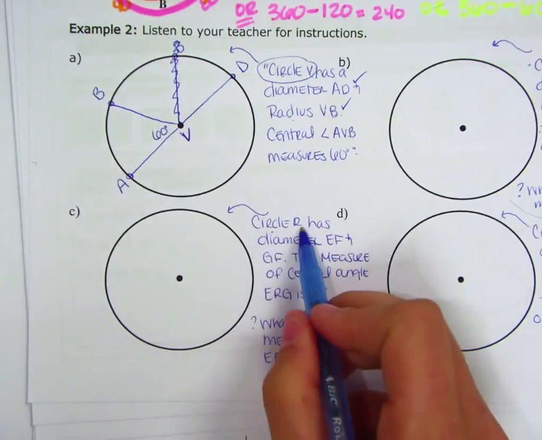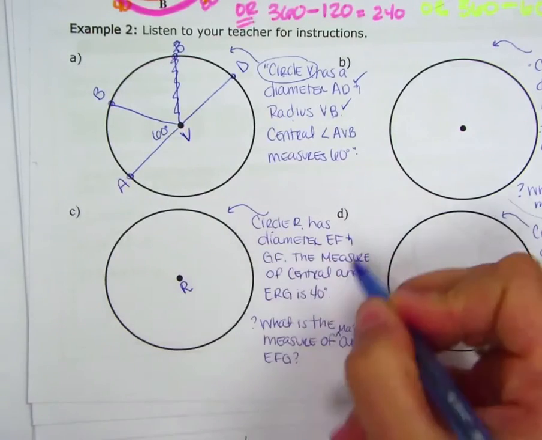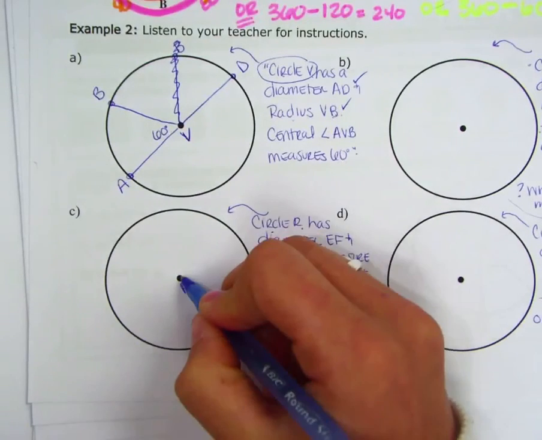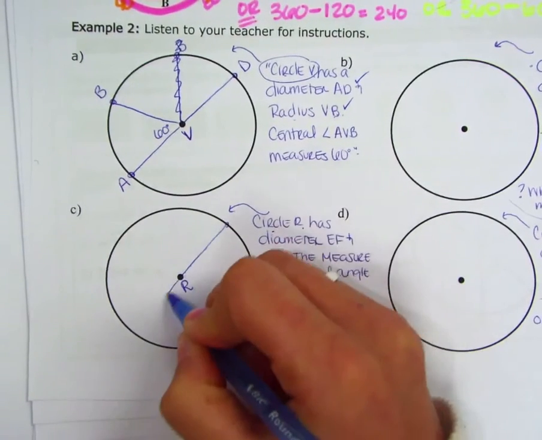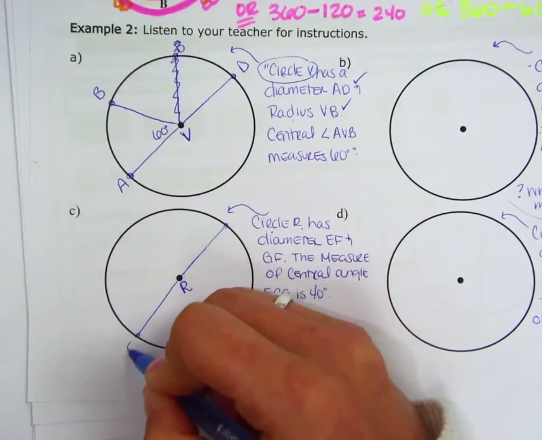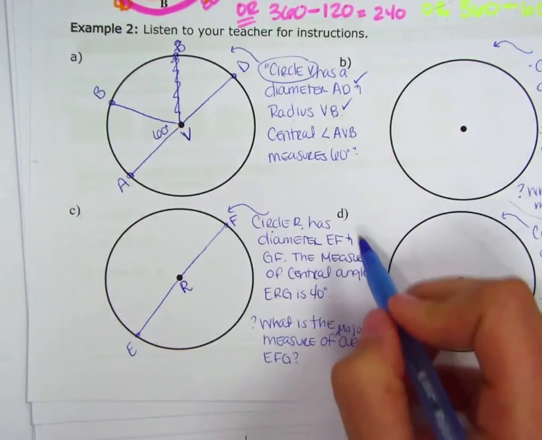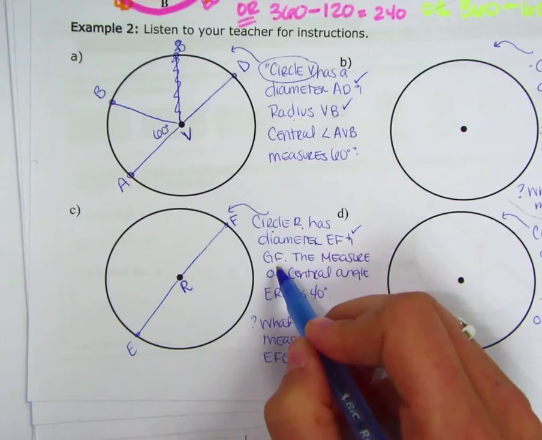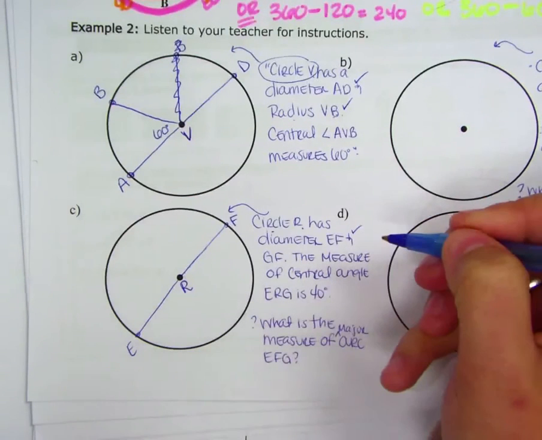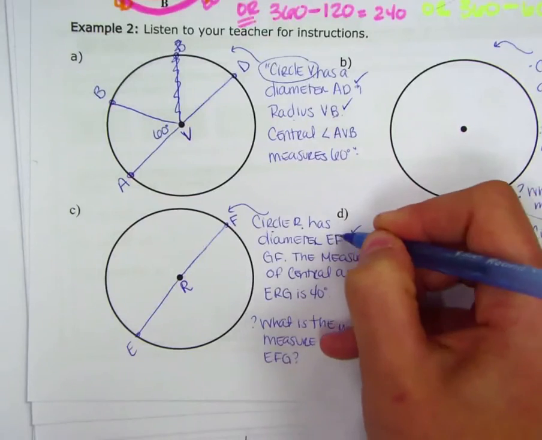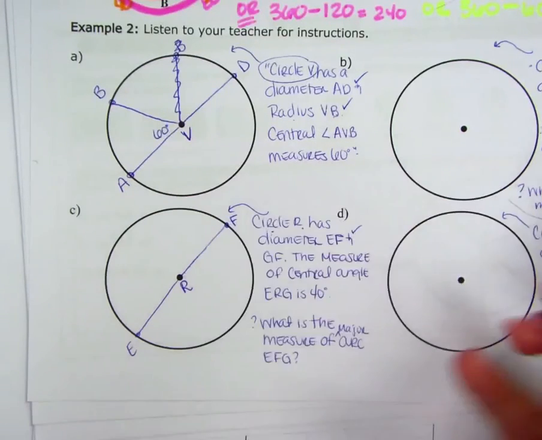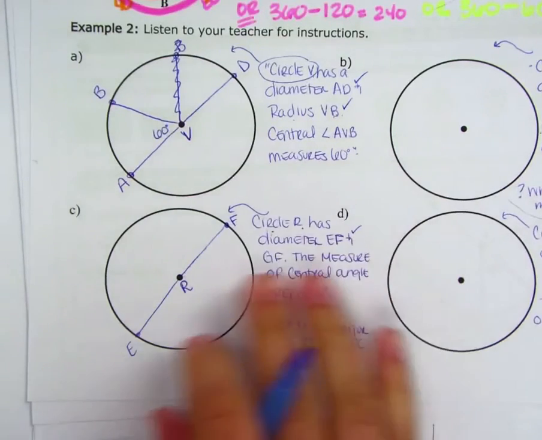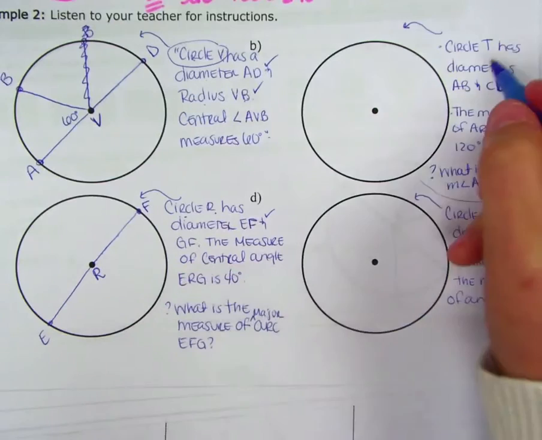C, circle R, so we know the center is R, has diameters EF and GF. That should be something else, because you can't have two different diameters that have the same endpoint. Okay, let's skip that. I need to fix that. Sorry. How about this one?